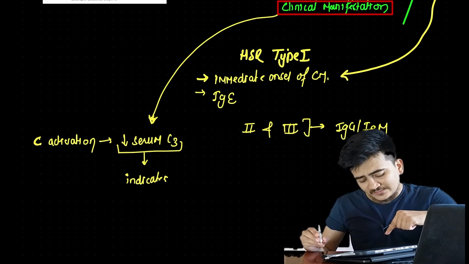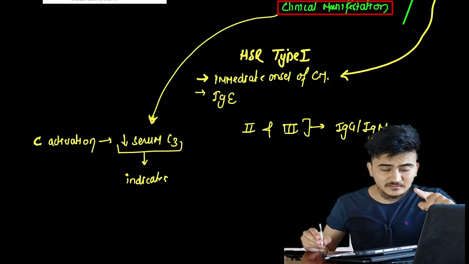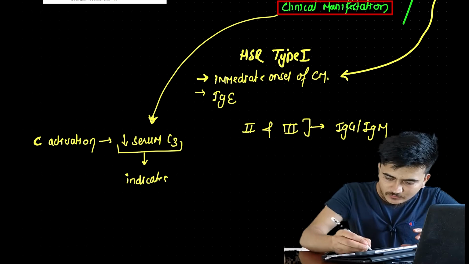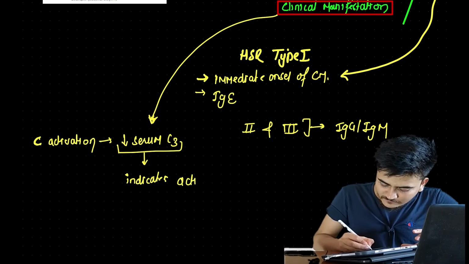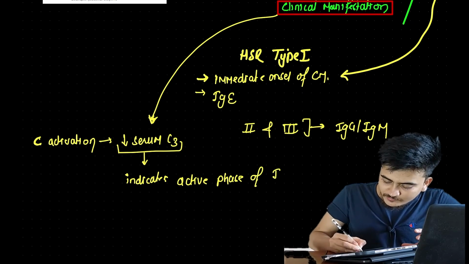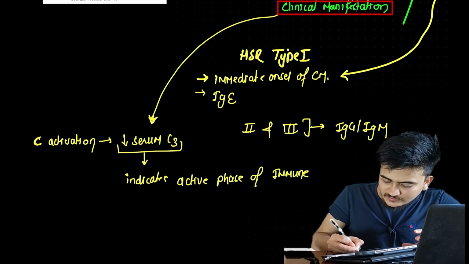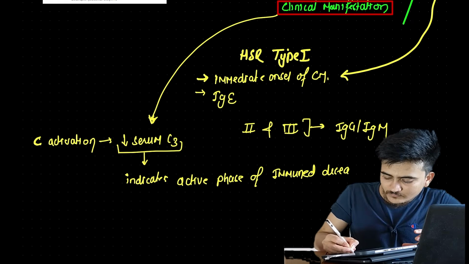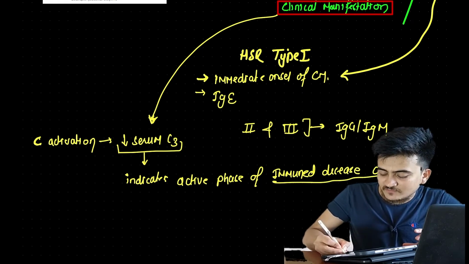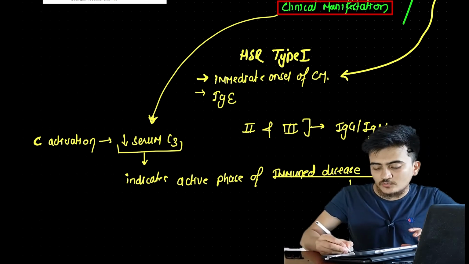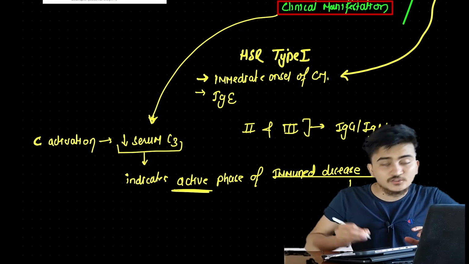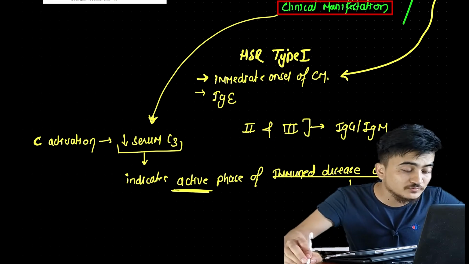That means a decrease in serum C3 level shows that there is an active phase of immune complex disease. We have already said that this immune complex disease is called hypersensitivity reaction type 3, and the active phase is going on. We can conclude this thing.